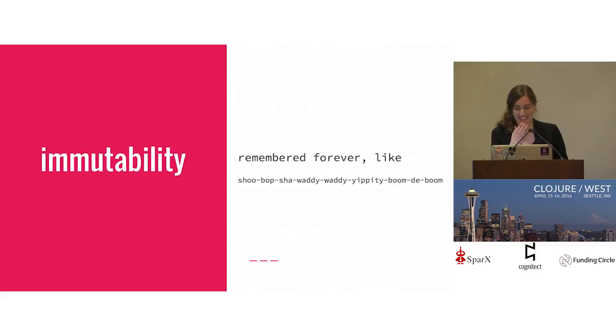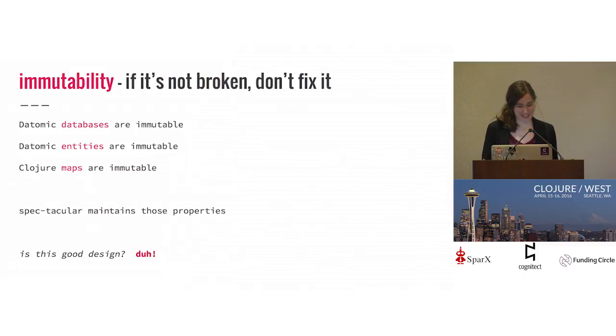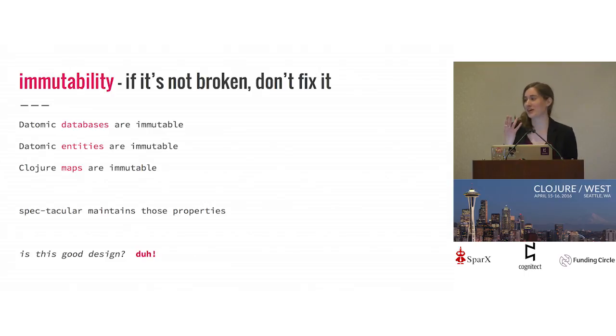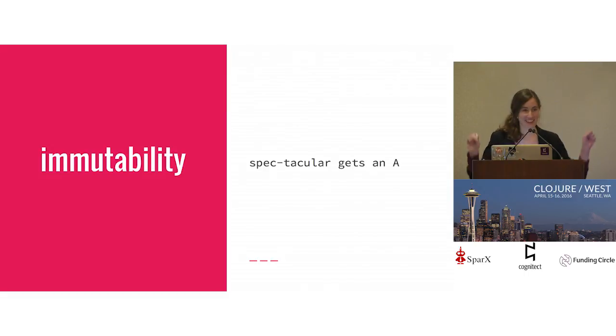Immutability. We love this, right? I'm preaching to the choir. And spec-tacular basically takes the if it's not broken, don't fix it attitude. Because Datomic databases are immutable, Datomic entities are immutable, Clojure maps are immutable, and spec-tacular just uses that and doesn't break it. So yeah, obviously that's good design. You guys all know that immutability is good design, right? So spec-tacular gets an easy A. Yay, it's like yoga class. I didn't even have to try.